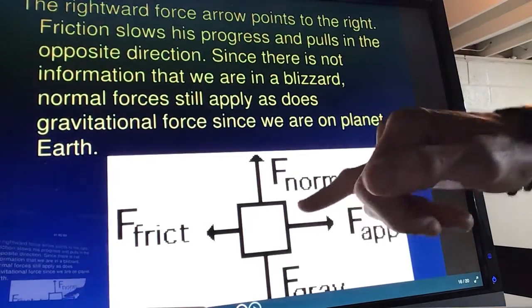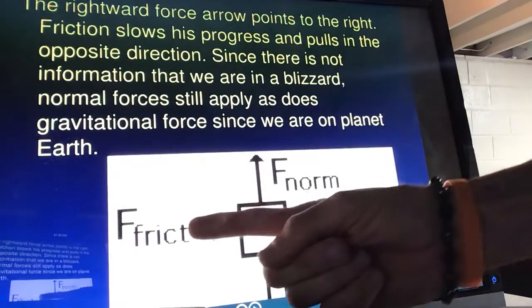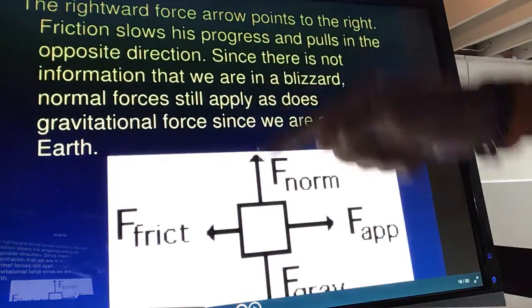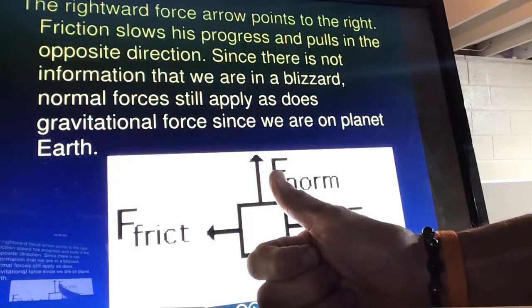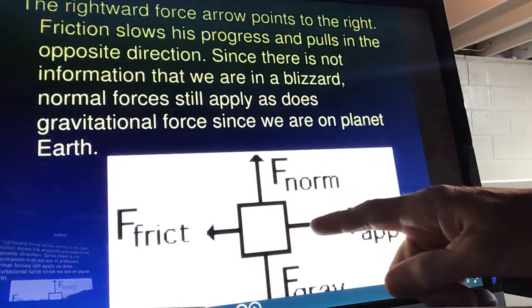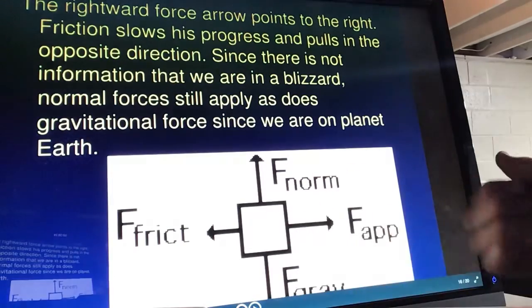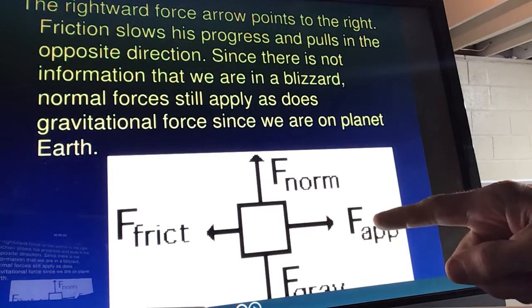Okay, here's the sled. Gravity's pulling down. Frictional force is going this way. Normal force is pushing up, opposing gravity. The snow and the ground are pushing up on the sled. Applied force: they're pulling the sled, but it's accelerating.